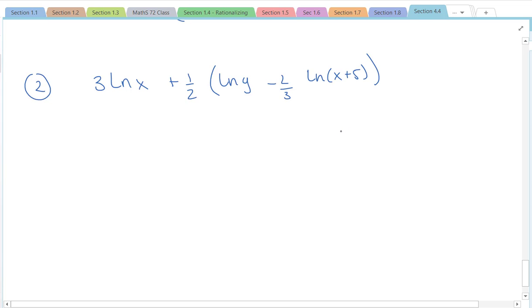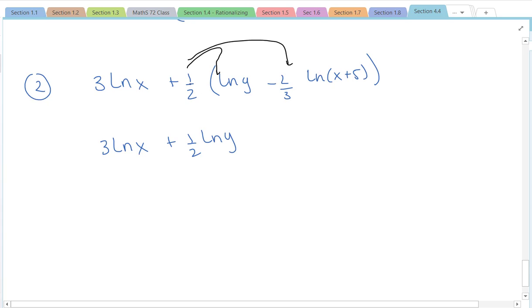So let's try another one. My next example, what if I have 3 natural log of x plus 1/2 times the natural log of y minus 2/3 natural log of x plus 5. So remember, we're trying to write it into a single logarithm. So the first thing here will be, well, let's distribute this coefficient, this 1/2, because we have things kind of trapped in this parentheses. So the first quantity stays as it is, and I'm going to distribute that 1/2. So 1/2 natural log of y.